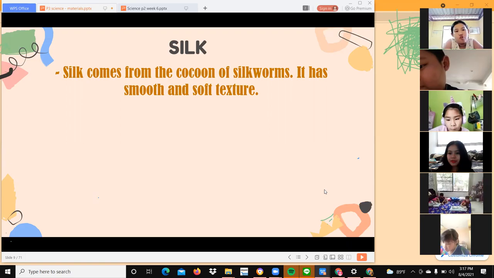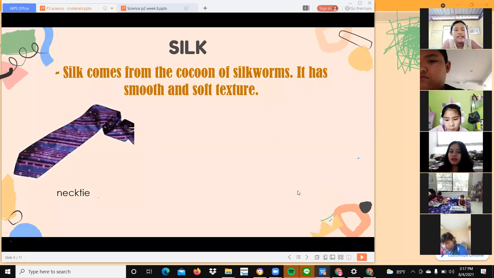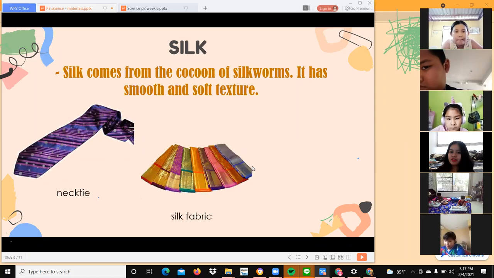Okay, next. We have here some objects made out of silk. We have a necktie. We also have silk fabric.